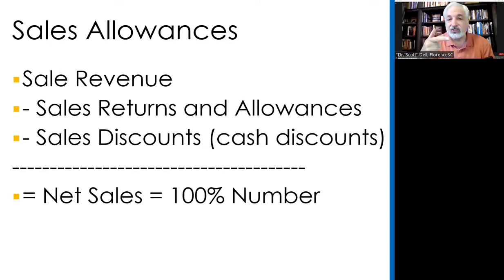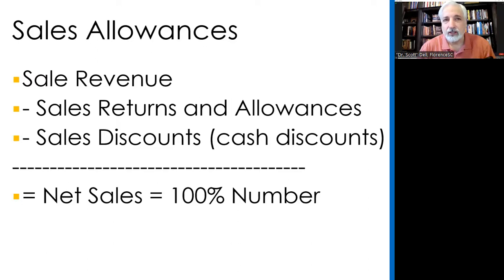By the way, sales discount is not discounting like when we go to the store and get 20% off sale. Sales discounts specifically refer to cash discounts or terms discounts. So you might have heard of 2/10 net 30. I get a 2% discount if I pay within 10 days, I get no discount if I pay within 30 days. And that discount is money you're never going to see.